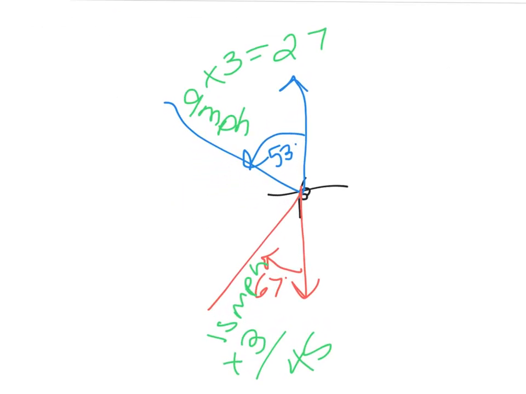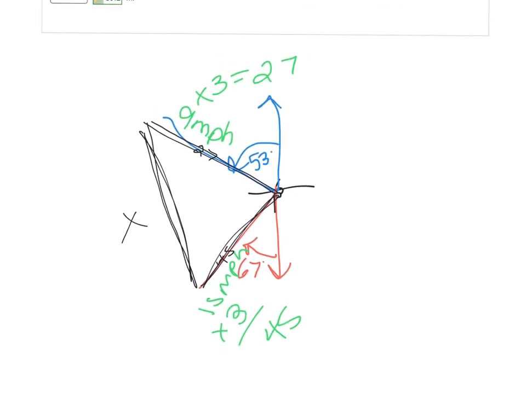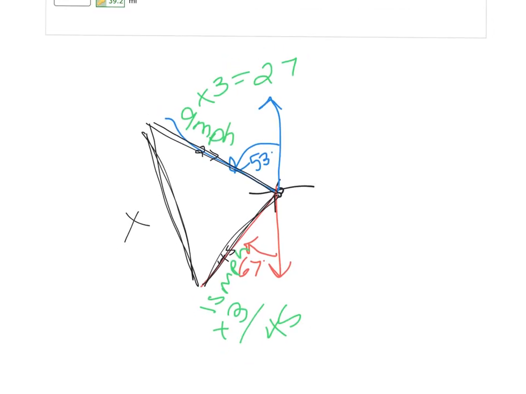So now I've got my distance traveled. This is 45. This is 27. And I can make my triangle here. And the question is, how far apart are they? Which is going to be the side I want to find. So I've got the two sides. But what I don't have yet is the angle across from the side that I'm looking for. How do I find that?